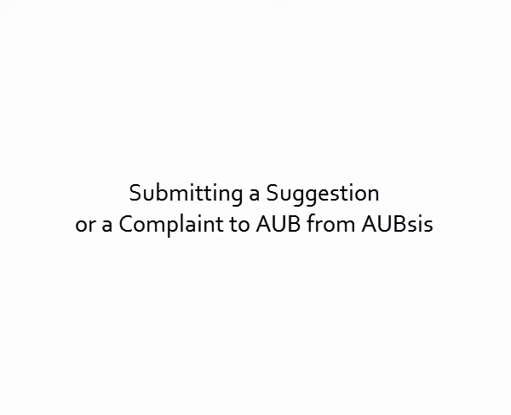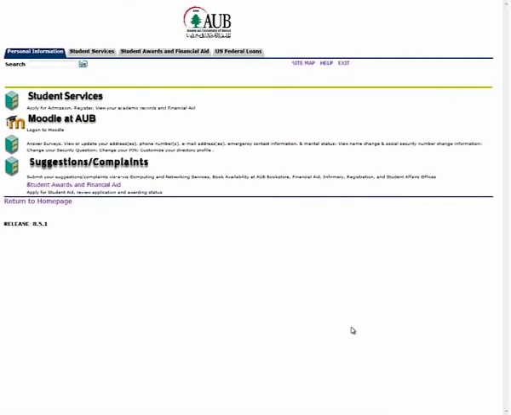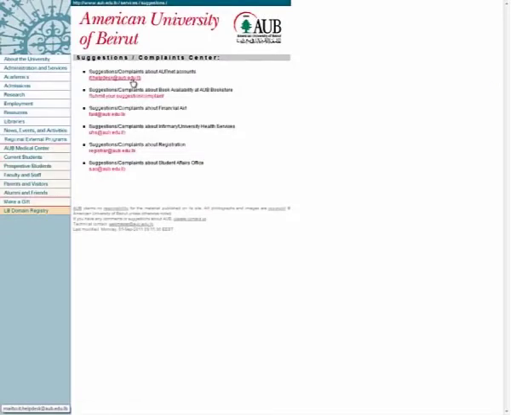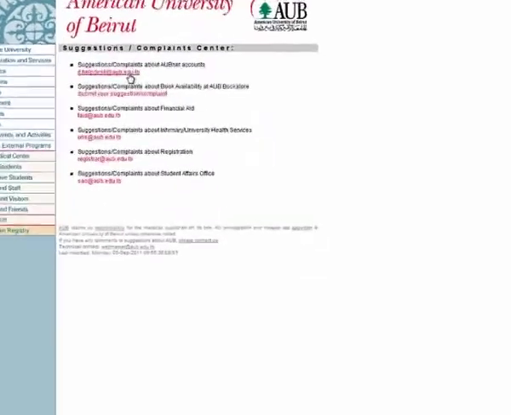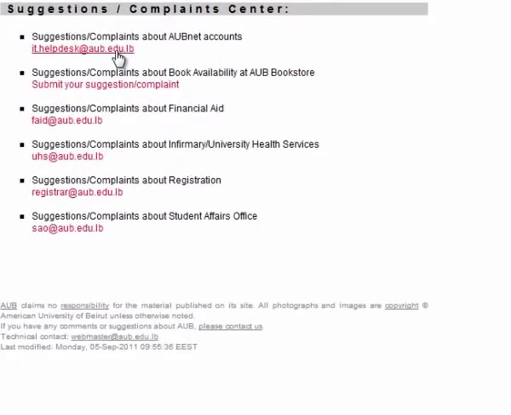Submitting a suggestion or a complaint to AUB from AUBsis. To submit a suggestion or a complaint, click on Suggestion Complaints. You will be directed to a Suggestion Complaint Center page where a list of emails are provided for you to contact concerning AUB Net accounts, books availability at AUB Bookstore, financial aid, infirmary university health services, registration, and student affairs office.